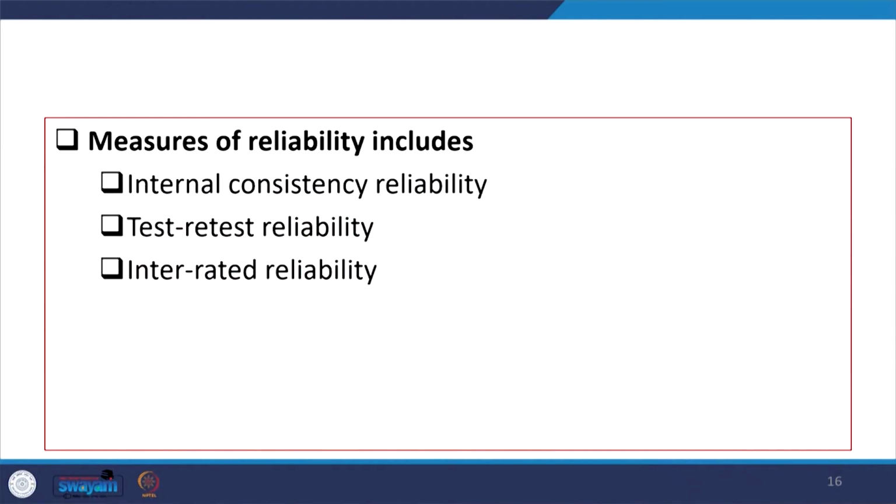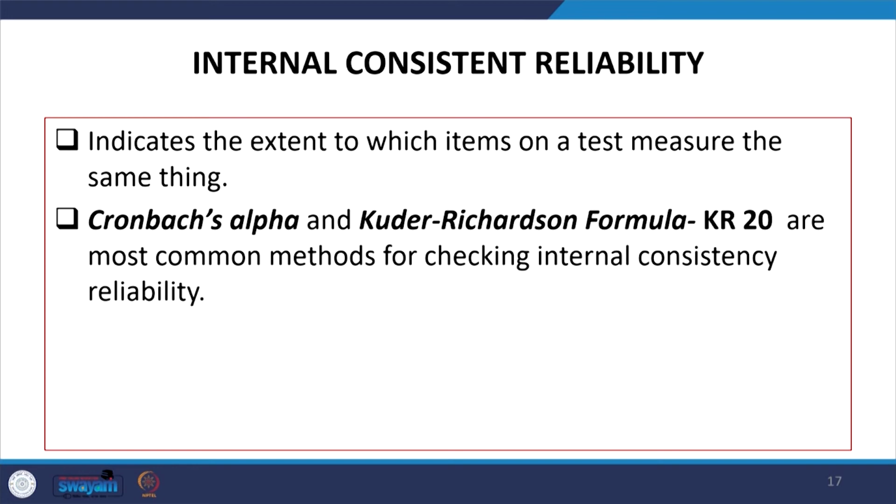Next set of discussions is on measures of reliability. This includes internal consistency reliability, then test-retest reliability, then inter-rater reliability. These three measures are essential. Internal consistency reliability indicates the extent to which items on a test measure the same thing.